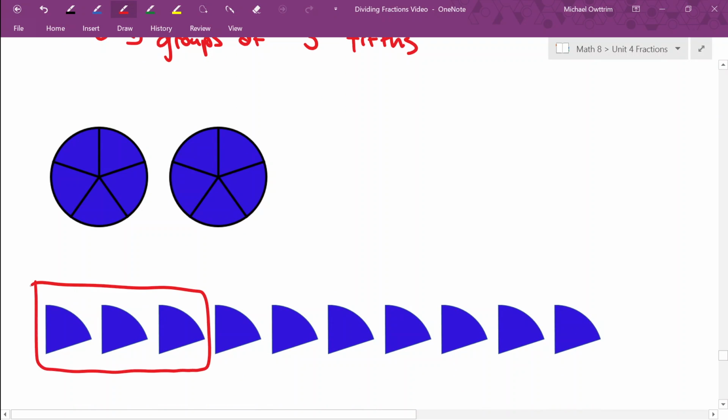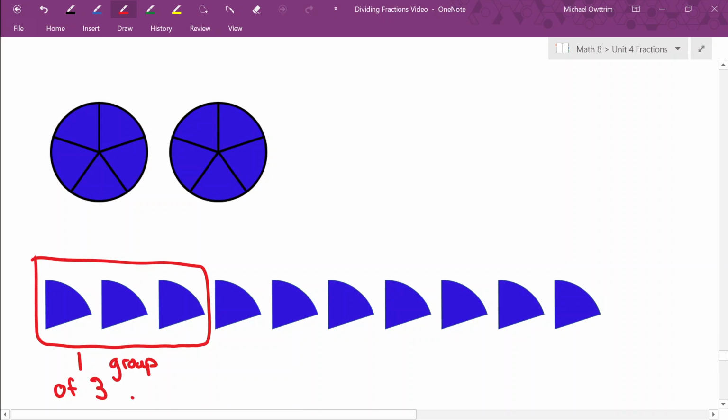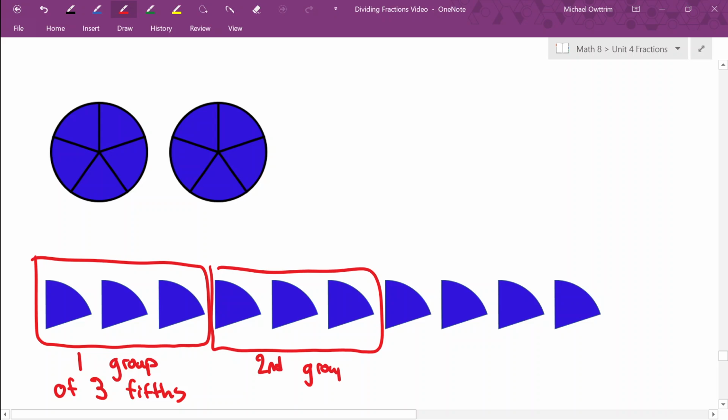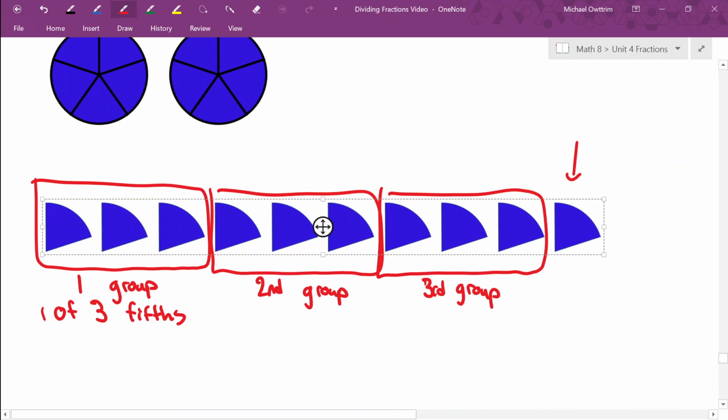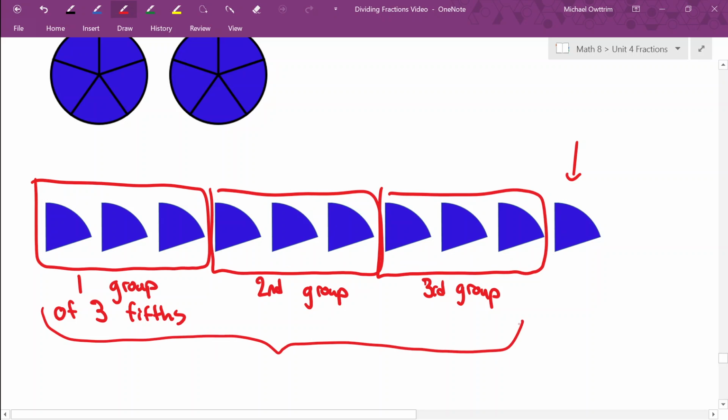So here's a group of 3. Obviously here's a second group of 3. Here's a third group of 3. And our problem obviously is this guy here. What do we do with him? Well, he's a remainder. He's not enough to make an entire 4th group. So I can say that I'd have 3 whole groups from this part.